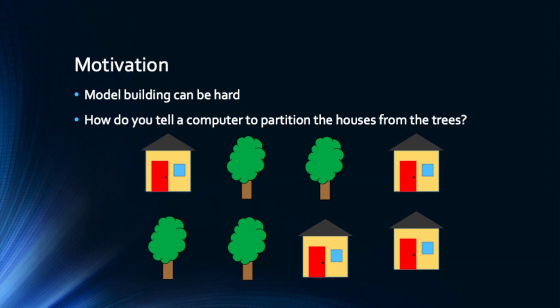Model building can be really hard, especially when you're trying to tell a computer how to build a model in a certain way. How do you tell a computer how to partition these houses from these trees, especially when a computer doesn't know what a house or tree is? As a user, you could try your best to split up the houses and the trees by telling the computer to partition the groups based on clumps. However, this wouldn't be 100% accurate, as you can see how we have one additional house on the left side in the tree group and one additional tree within the house group on the right.